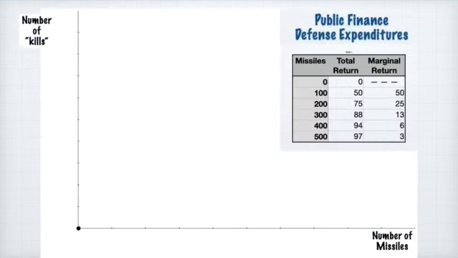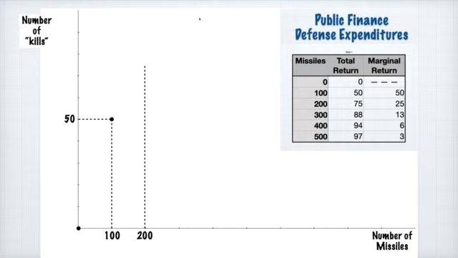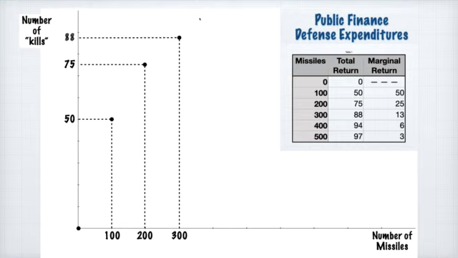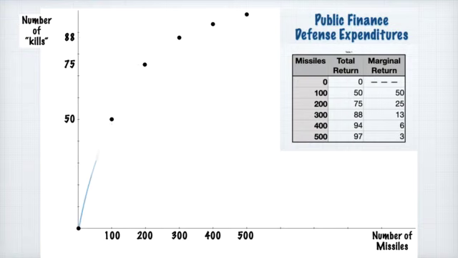So if we take that data and plot out total return, 100 missiles will give us 50 kills, 200 missiles will give us 75 kills, 300 missiles will give us 88 kills, and we can put the last few in. I didn't put the lines in because I thought it would be too much on the eyes. So if we plot that information out, number of missiles versus total return, we get our total return curve.